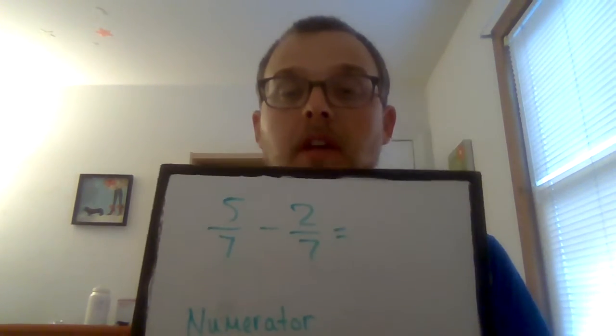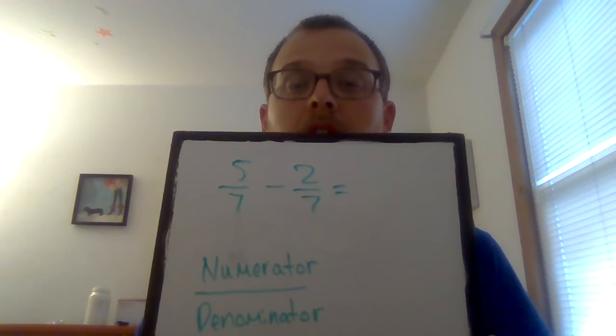Now, the one that I'm going to give you is 5/7 minus 2/7. I'm going to pause the video now so you guys can solve this.